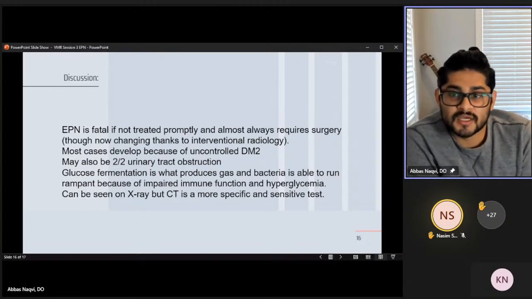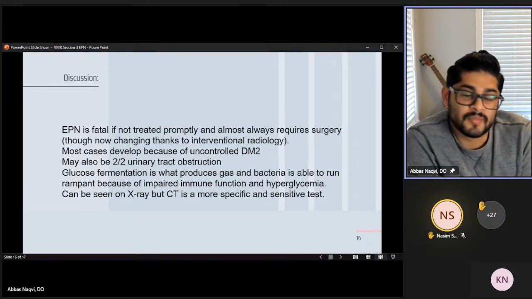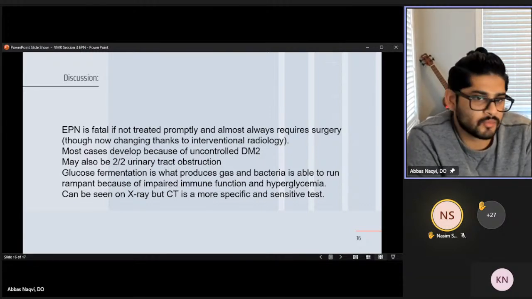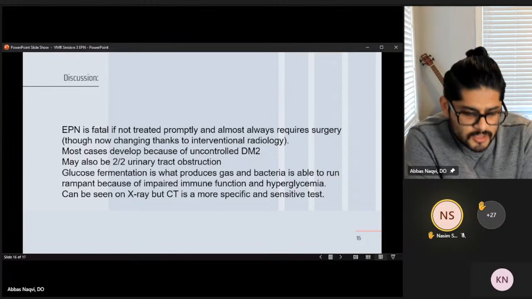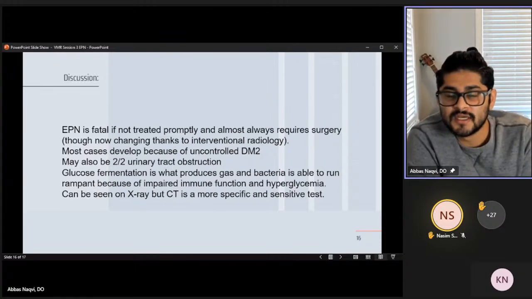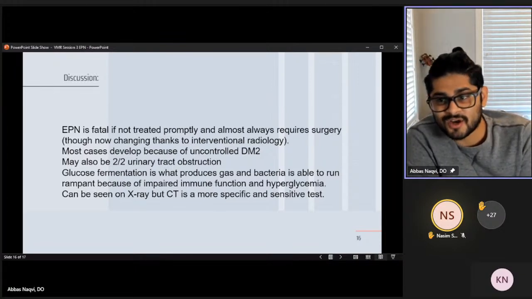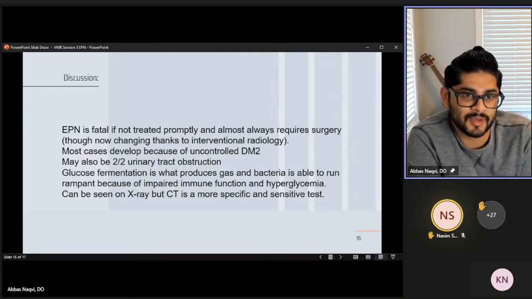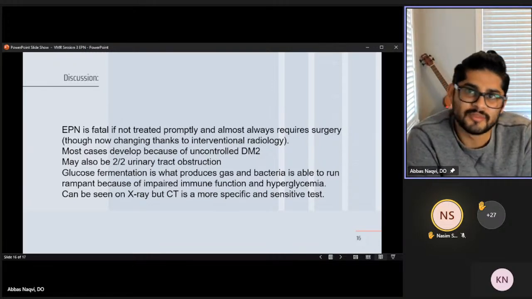Most cases develop because of uncontrolled diabetes. Some may also develop because of urinary tract obstruction, like what we talked about with the stone. So basically the glucose is fermented by the bacteria, and that's what causes the gas. And the bacteria are able to run rampant because the high glucose levels sometimes impair immune function.